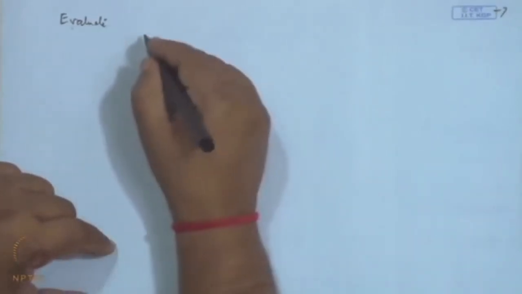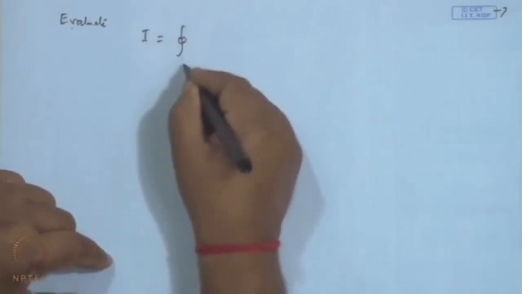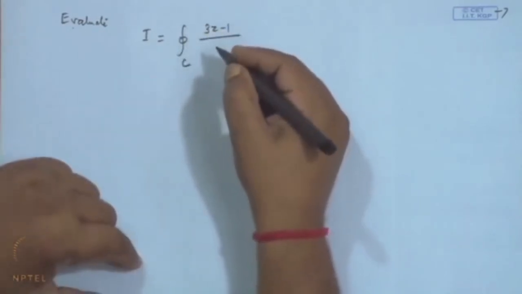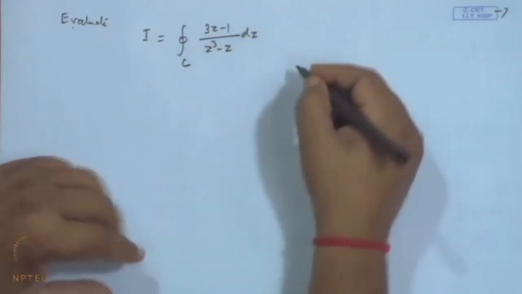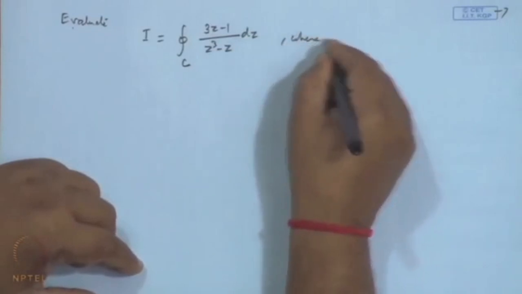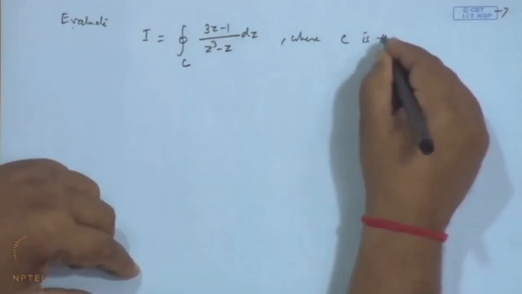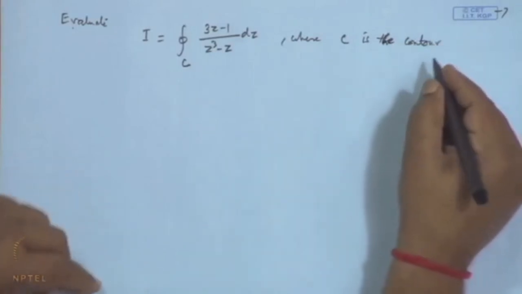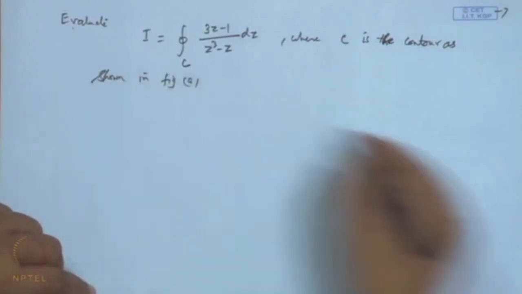Evaluate this integral I along the path C of the function (3z - 1)/(z³ - z) dz, where C is the closed curve shown in figure A.